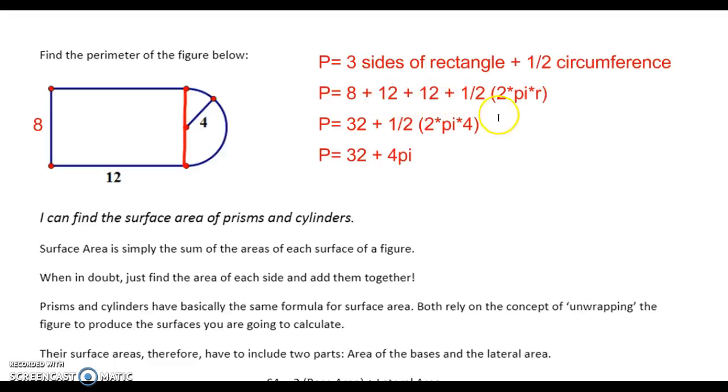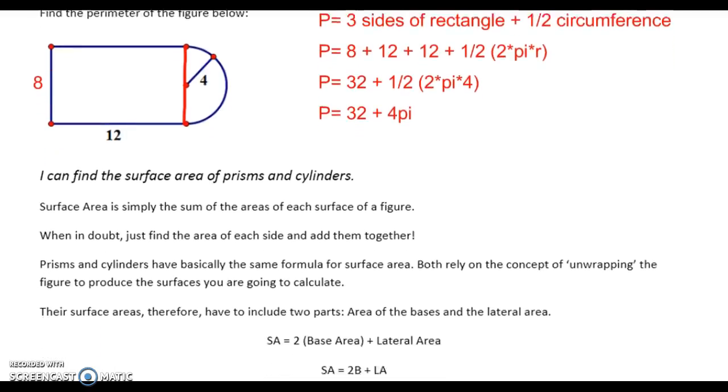And my formula for circumference is 2 pi r. Well, I'm taking half of that, so a half times 2 pi r. I keep plugging in and simplifying until I get an answer of 32 plus 4 pi. And yes, you can leave your answers in terms of pi. That's great. That is called the exact answer. Even though it looks ugly, it's the exact answer. If I were to change this into a decimal, it would be an approximation at that point.